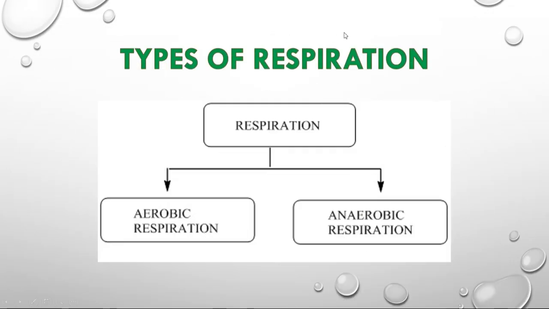This shows the different types of respiration. Respiration can be split into two branches: aerobic respiration and anaerobic respiration. Aerobic respiration is respiration which occurs in the presence of oxygen, and anaerobic respiration is respiration in the absence of oxygen. So these are the types of respiration. Let's discuss aerobic respiration as well as anaerobic respiration.